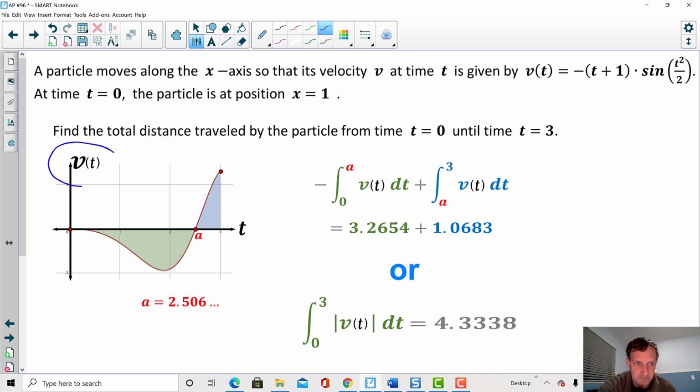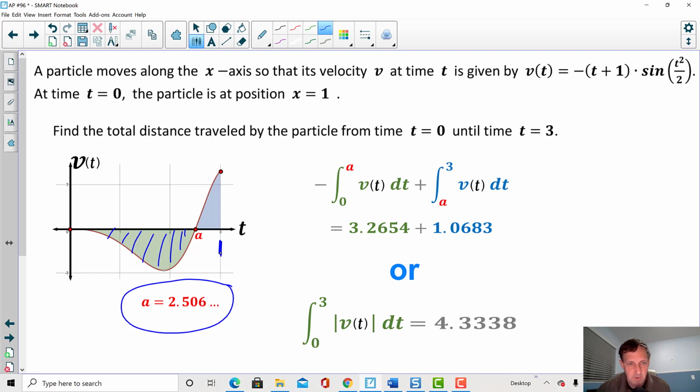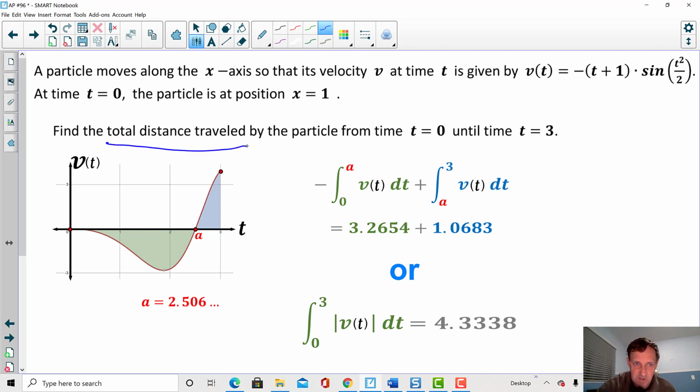And I went ahead and graphed the velocity function so you can conceptualize it a little bit better. You can see the velocity is negative until you get to t equals a. And the a is actually 2.506, and there's a bunch more decimals after that. You can get that value just by solving where the velocity is equal to 0. And I would do it from 0 to 3 because this is a trig function, and it probably has an infinite number of spots where the velocity is going to equal 0. But again, we're looking for the total distance that's traveled.